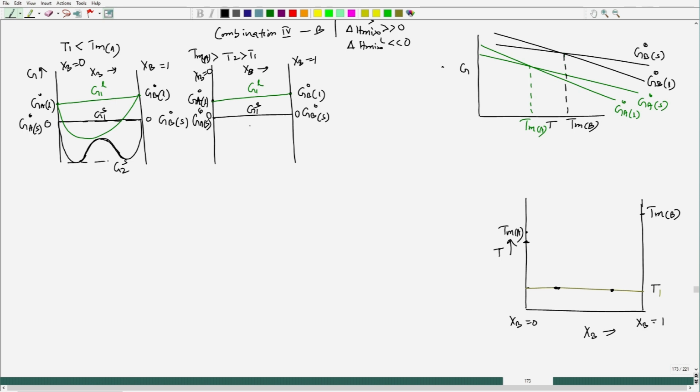Fine. So, these are the two compositions I am showing here. These are the two solid compositions, solid 1 and solid 2. Now, as we increase temperature, these two points will come closer to each other. So, now I can have a common tangent. Here also I did draw a common tangent.